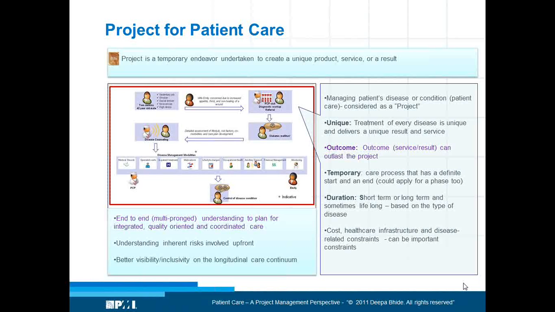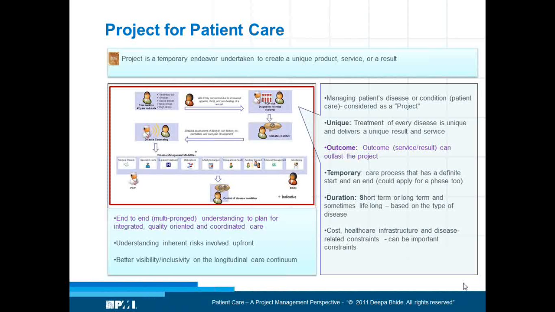Duration. Based on the nature of the disease, the care process can be short, as in days, or long, as in months or years, and this is true in case of most chronic diseases. Unique. Each outcome is unique, having at least one unique factor. For example, even if the physician is the same and the care team is the same, the patient can differ, or the place of treatment can differ.